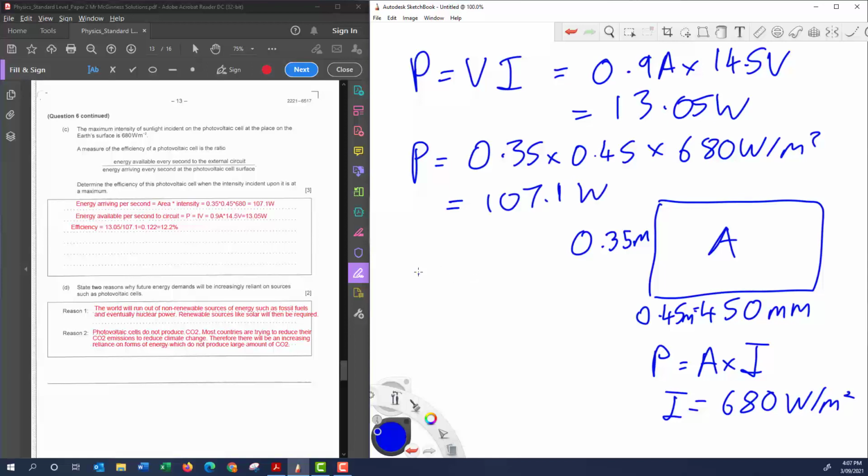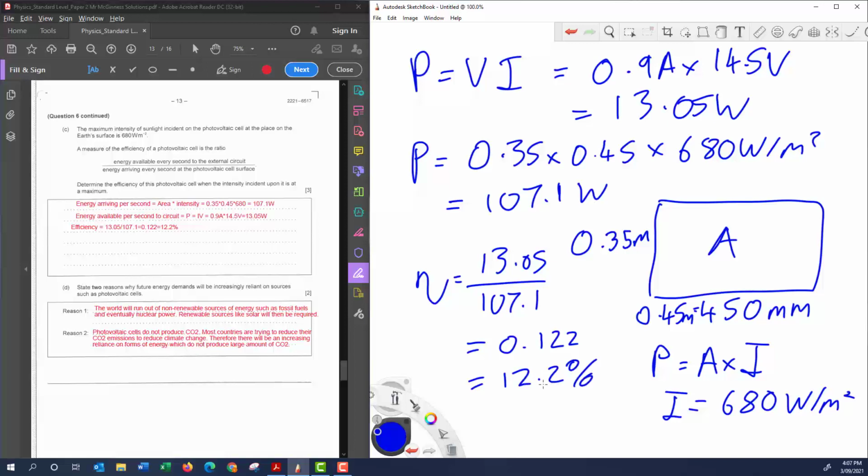So then to figure out the efficiency, I'm going to use the Greek letter eta. It's going to be 13.05 divided by 107.1. That gives me 0.122, which is equal to 12.2% efficiency.